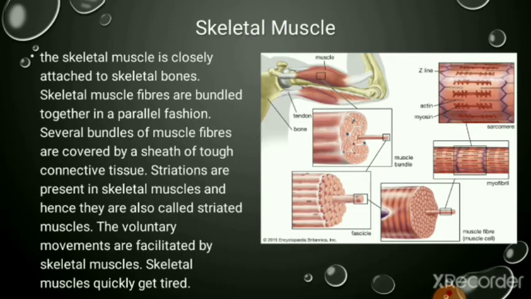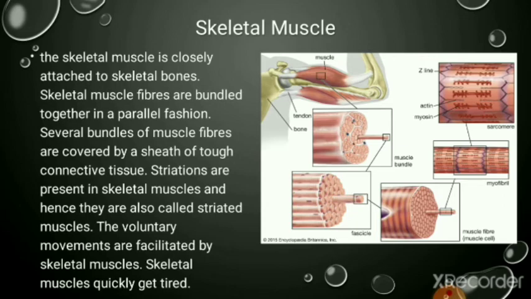First of all, the skeletal muscles. The skeletal muscles are closely attached to the skeletal bones. Because they are attached to the bones, therefore they are called skeletal muscles. In skeletal muscles, fibers are bundled together in a parallel fashion. So as you can see in the diagrams, muscle fibers are arranged in a parallel sequence.